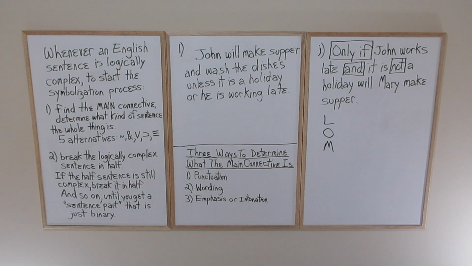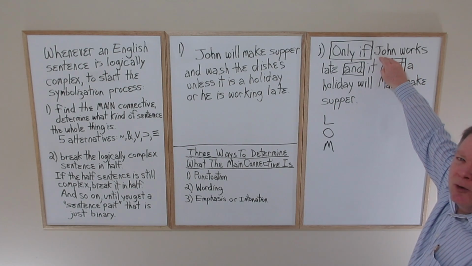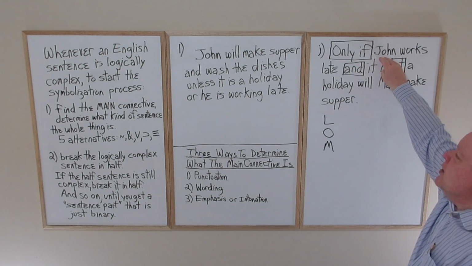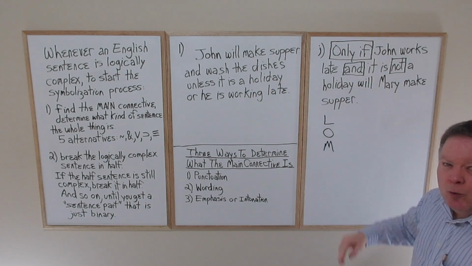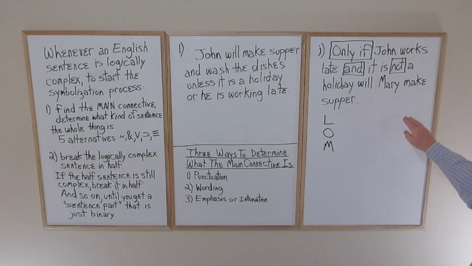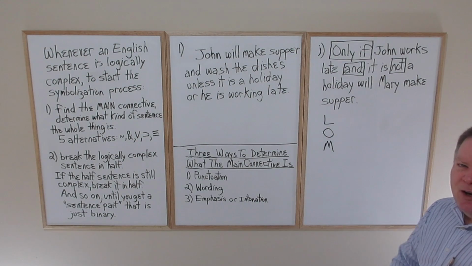We've got an only if, which tells us that whatever comes immediately after the only if is the consequent of the conditional, and the other part is the antecedent. We've still got a question, though, as far as what we are going to count as the part that comes immediately after the only if. There are two possibilities. One is the simple sentence, John works late. The other one is the conjunction, John works late, and it is not a holiday.